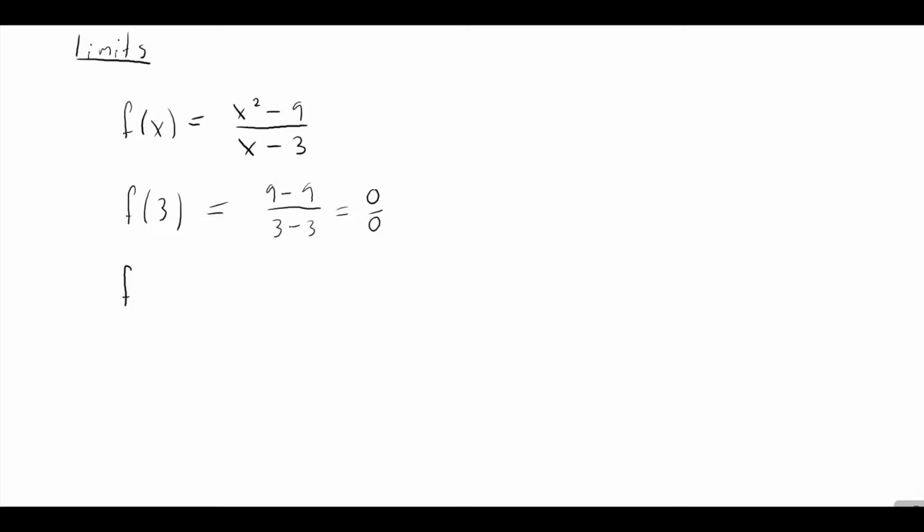So we could put f of 2 is equal to, and then we'll just put it into this equation up on the top. So we'll get 2 squared minus 9, and then 2 minus 3. And that'll end up giving us 4 minus 9, which is minus 5, and then 2 minus 3 is minus 1. So we're going to end up getting 5 in this case.